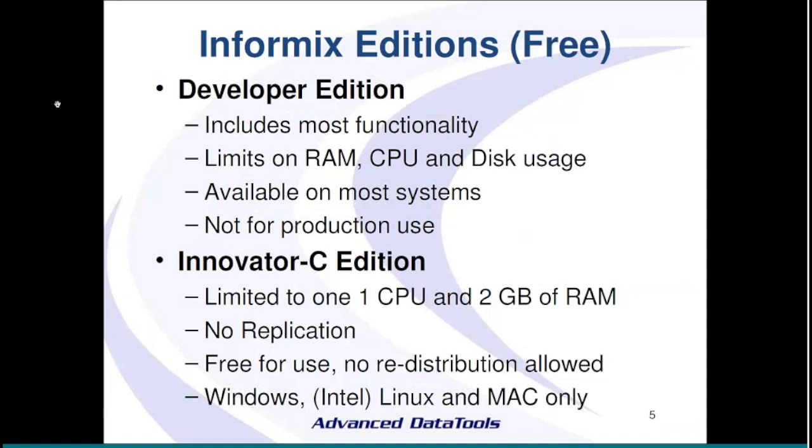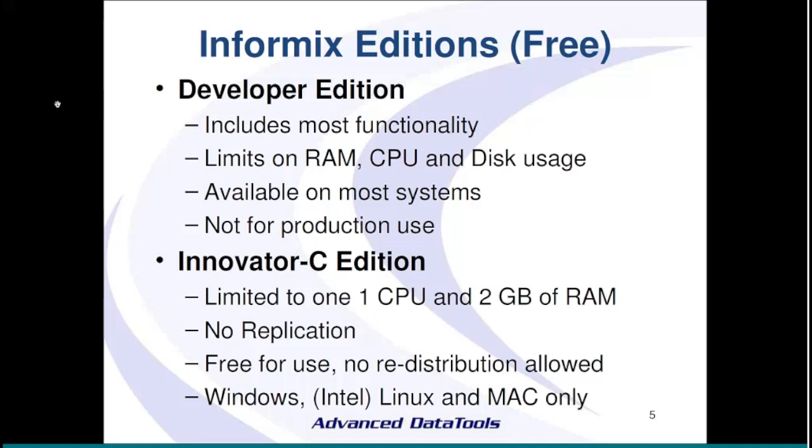The second one is the Innovator-C Edition. For people who are looking at doing a small-scale Informix product or starting up, or wanting to get involved in Informix, this can be a really good choice. It is limited to a single CPU and 2 gigs of RAM, but you can go a long way with that limitation on Informix. There's no replication involved. However, it is free for use, including for production.